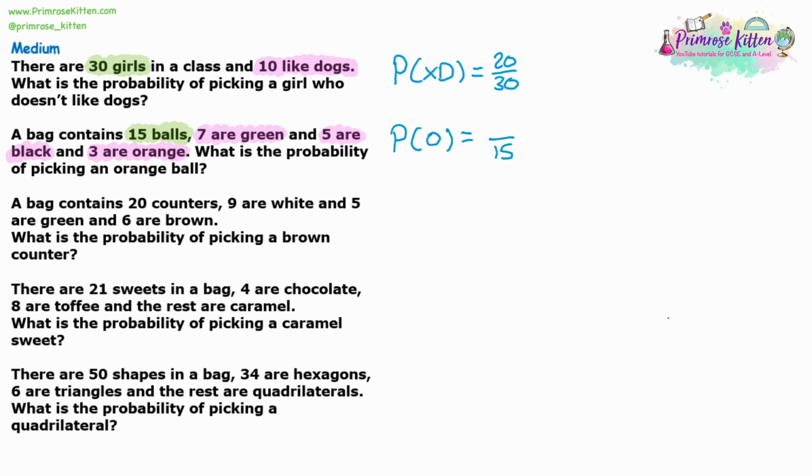It's out of 15. We want the probability of orange. How many orange? 3 are orange. The answer is 3 out of 15. Moving on to question 3.